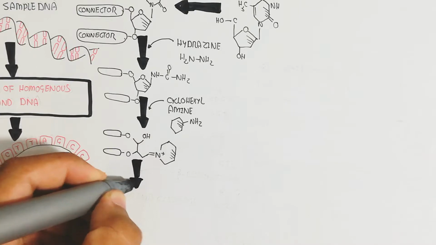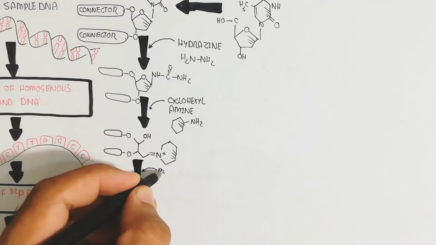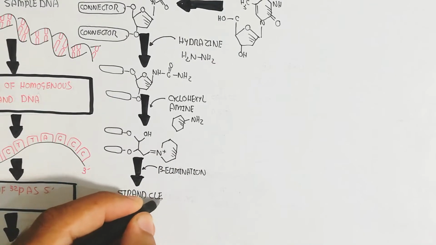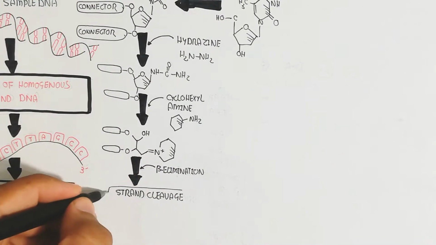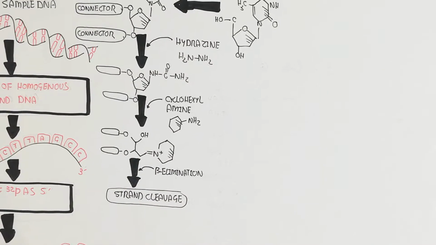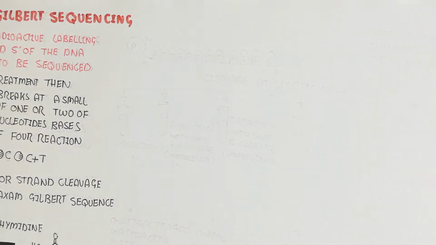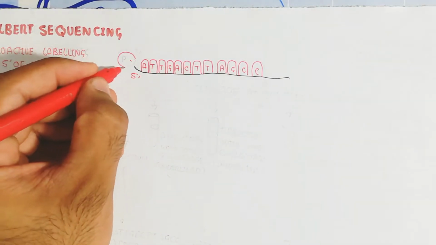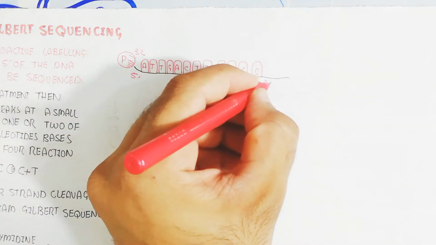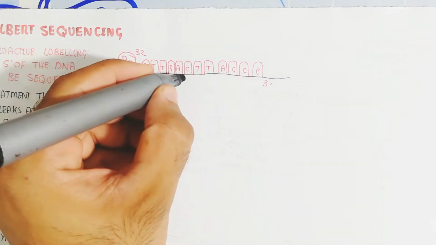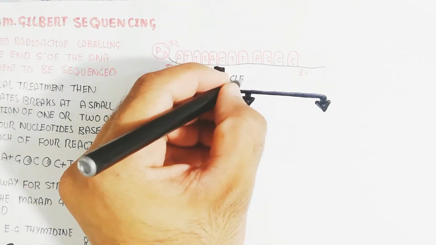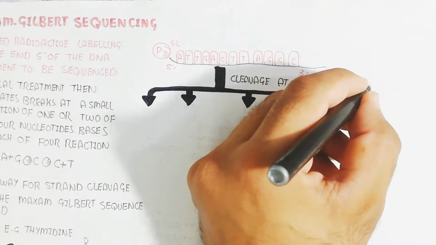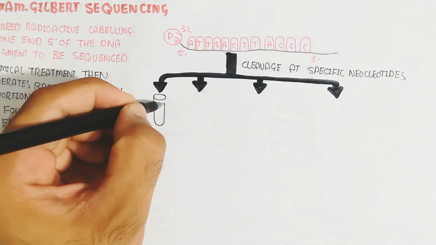In this way, the deoxyribose sugar will disappear due to the change of the chain. This is the beta elimination, and the strand will be cleaved by this mechanism. Here we are taking the example of thymine. You can see the labeling is the 32P isotope of the phosphate group at the 5' end. So the cleavage at specific nucleotides we will discuss.